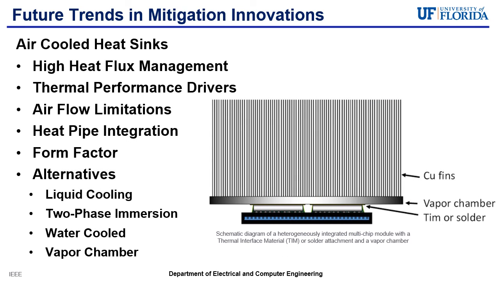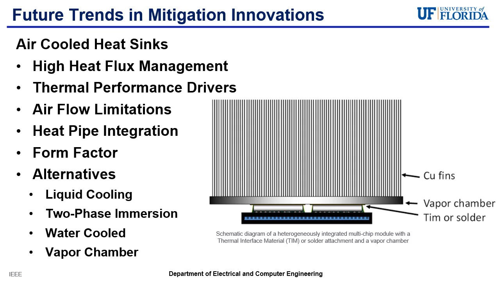Exploring more into the future trends in mitigation innovations are air-cooled heat sinks. These components are critical in managing high heat flux, which is the rate at which heat is transferred per unit area. Several factors drive their thermal performance, including the efficiency of airflow over the fins, which is sometimes limited by the design and placement within a system. Integrating heat pipes into heat sinks is a design evolution that significantly improves heat transfer capabilities. Heat pipes work by evaporating a liquid at the hot end and condensing it at the cold end, effectively transferring heat away from sensitive components.